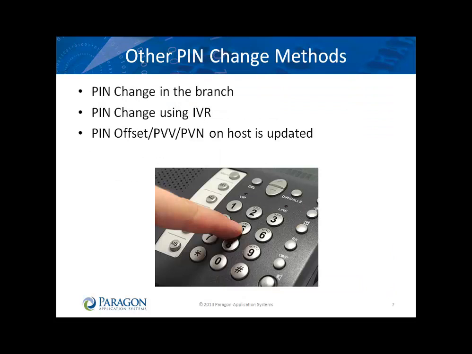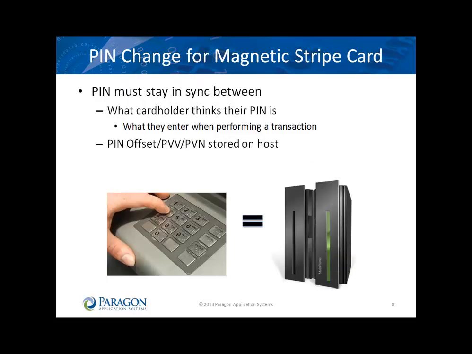Some issuers offer other ways for their cardholders to change their PIN. A cardholder may be able to walk into a bank branch and use a hardware and software solution offered in the branch to change their PIN. It may also be possible for the cardholder to call and change their PIN through an IVR. In either case, the PIN offset on the host system is updated to reflect the new PIN. It's critical that the PIN stays in sync between what the cardholder thinks their PIN is, and therefore the PIN the cardholder enters for a transaction, and the PIN offset stored on the host system.